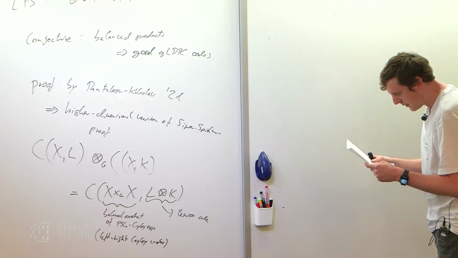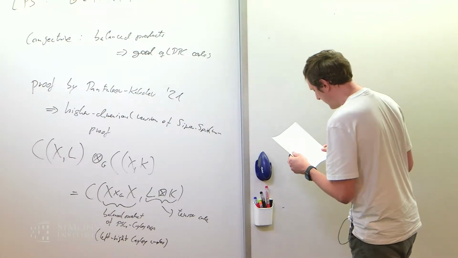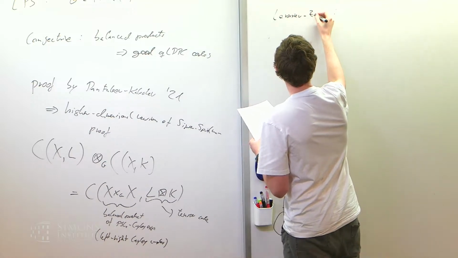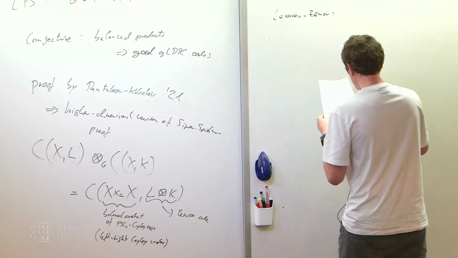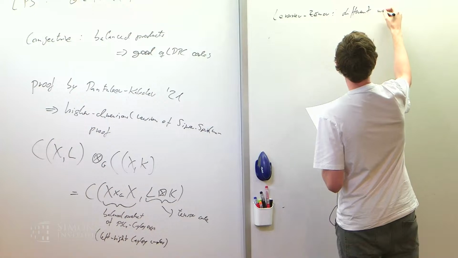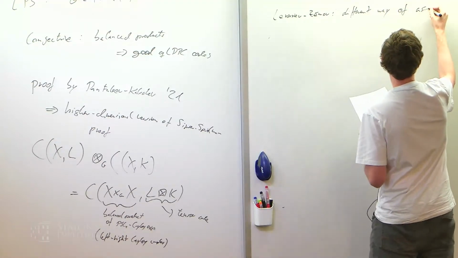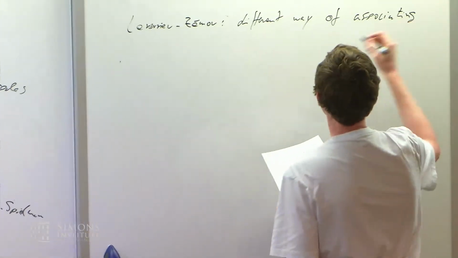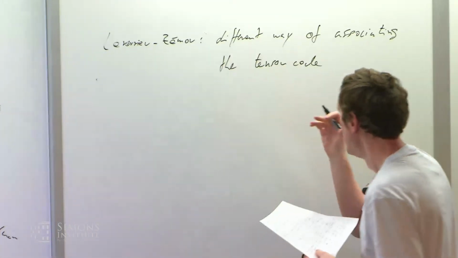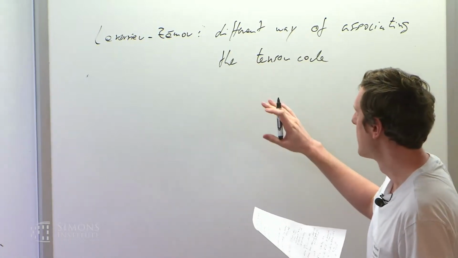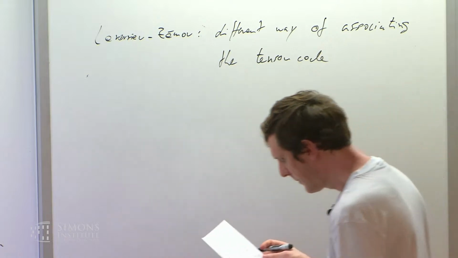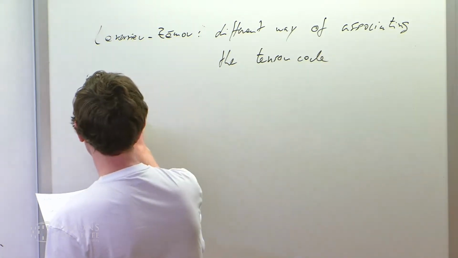Okay, then let me briefly sketch the argument. First of all, I should say Leverrier and Zémor came up with a very nice construction. What they did was a different way of associating the tensor code, and that essentially led to a much more symmetric construction, which makes things much nicer to handle. Let me give you a cartoon picture of the argument.